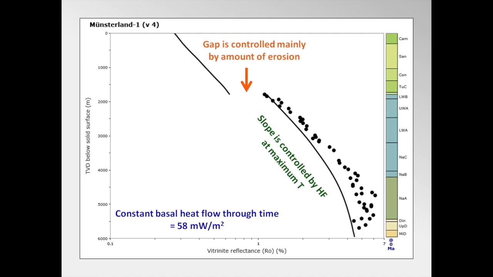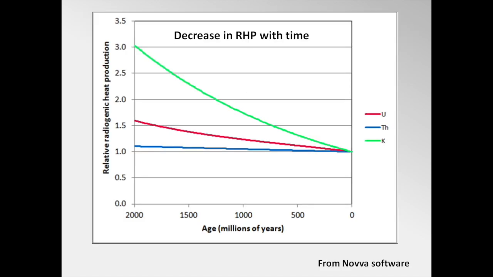Since the slope of the calculated trend is too low, we would have to increase the model's heat flow at the time of maximum burial, which we know from our geohistory plot must have been very close to 300 Ma. Most people don't realize it, but there is a simple and legitimate way to justify a slightly higher heat flow in the past for any model.